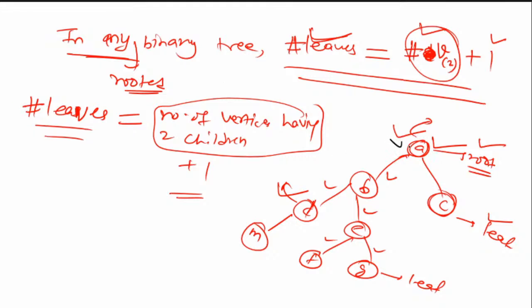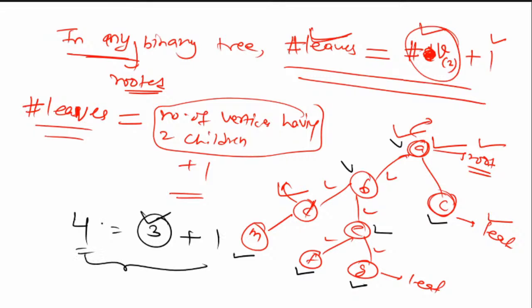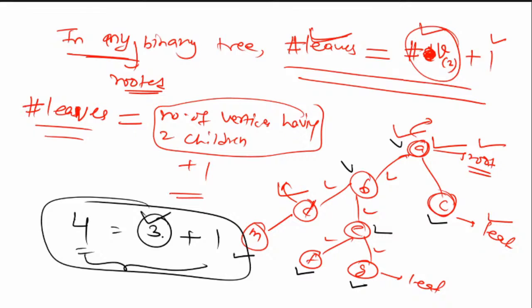This has two children, this has two children. So how many vertices have two children? Three vertices have two children. Now what is the number of leaves? This is a leaf, this is a leaf, this is a leaf, this is a leaf. So in total you have 4 leaves, and you can see 4 is equal to 3 plus 1. We have verified it very easily.